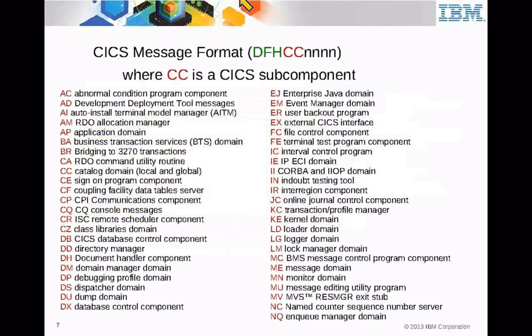So that's where two CICS regions are talking using this inter-system communication component. And if messages came out regarding that, it would be DFHCR, some unique number. So you get the idea. DFH is 3 characters, then a 2-character subcomponent, and there are many subcomponents to CICS. CICS is a very well architected transaction processor.